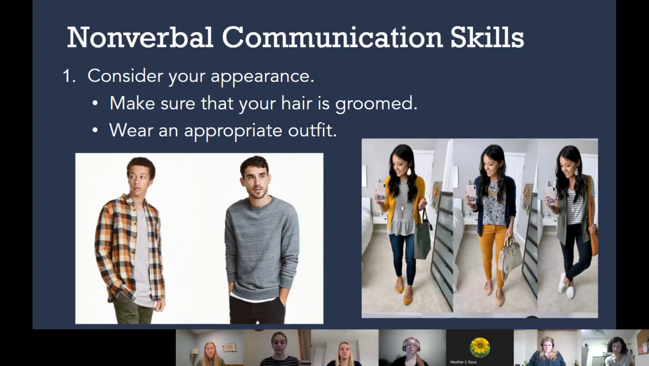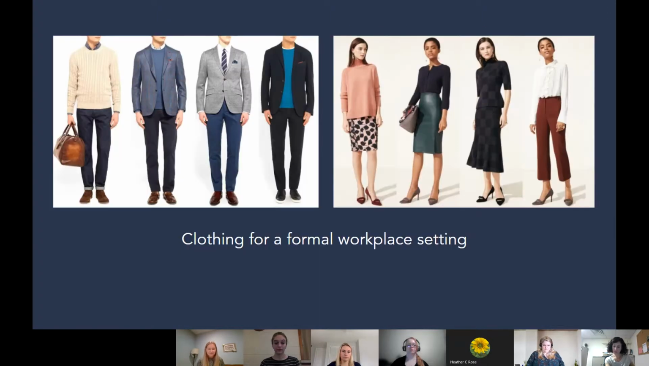So for example, these pictures show students who are dressed appropriately for a meeting with a professor. These pictures show clothing for a formal workplace setting. So these students might be meeting with a professor or an extern supervisor in a formal workplace setting. So maybe a co-op or a clinical setting or some sort of professional business setting. These students would be dressed formally to match the setting or perhaps even the degree of importance for the meeting.